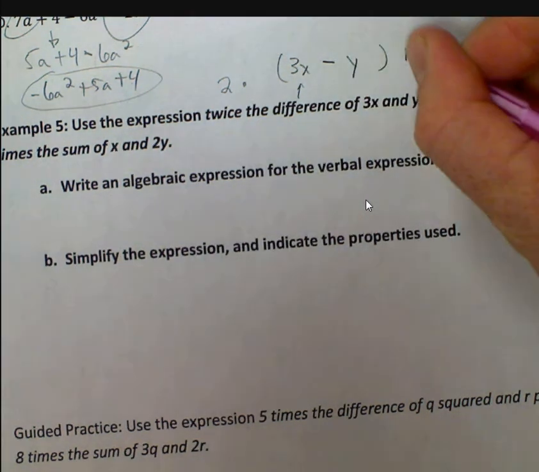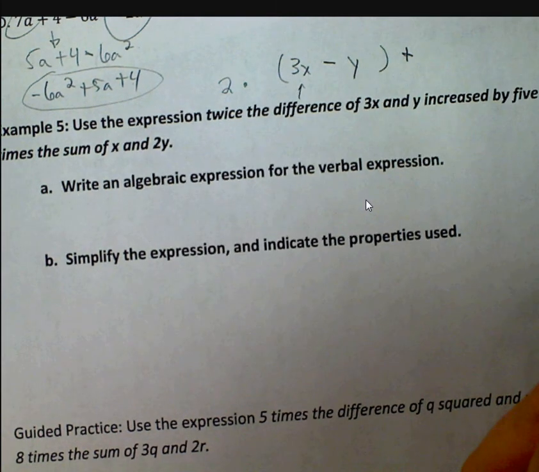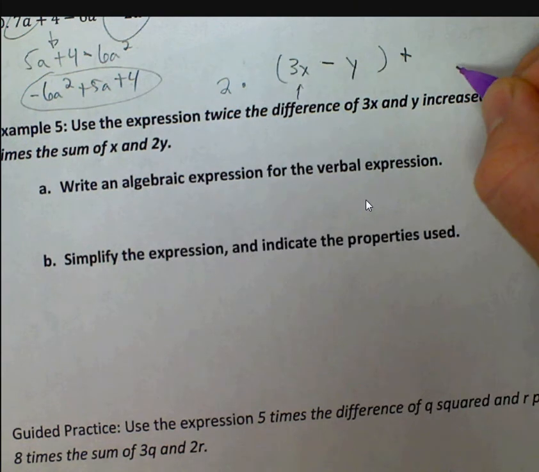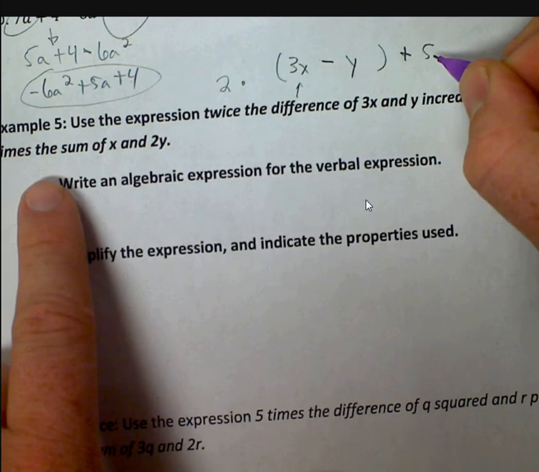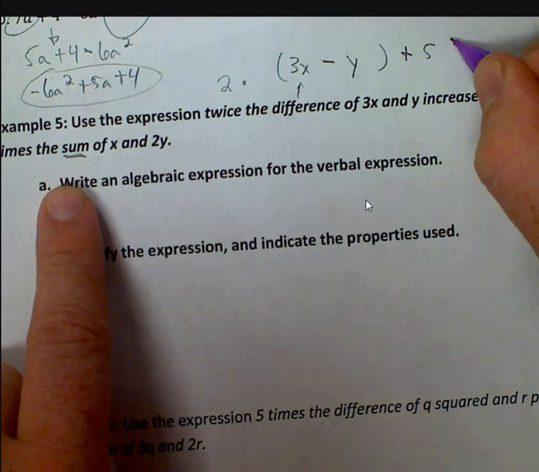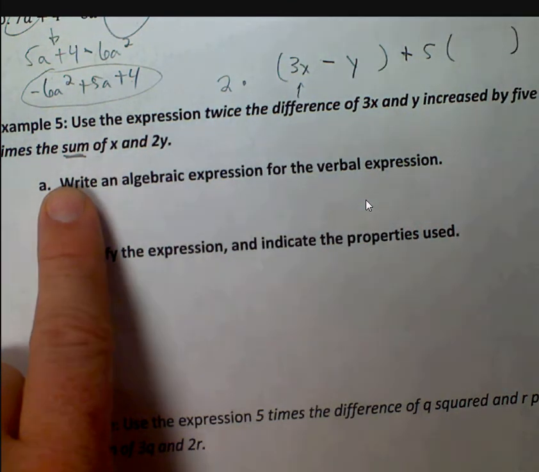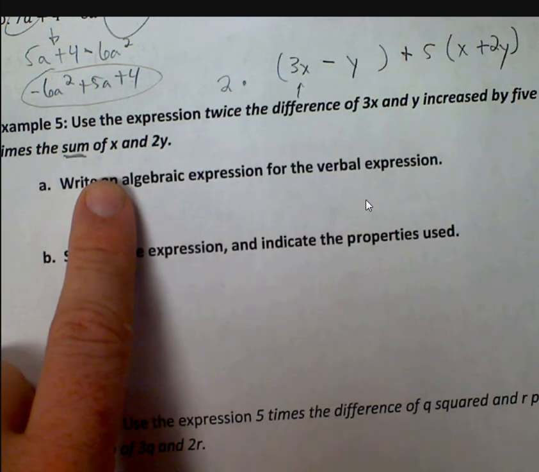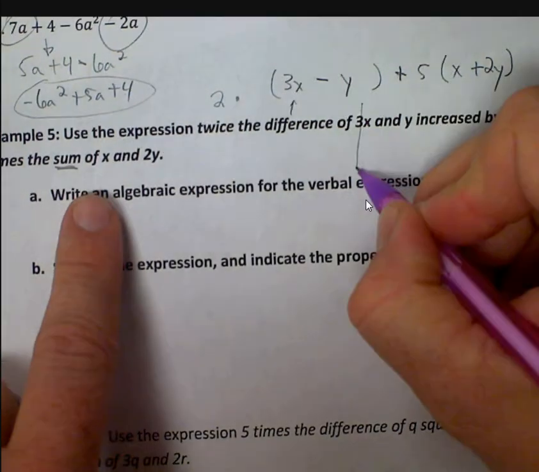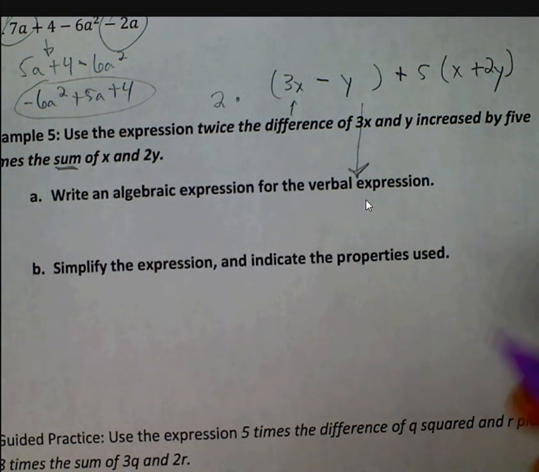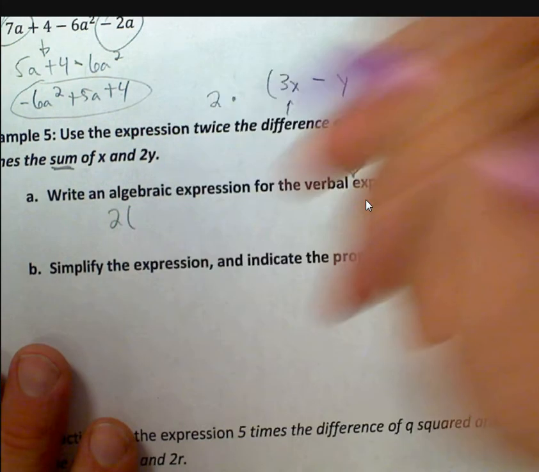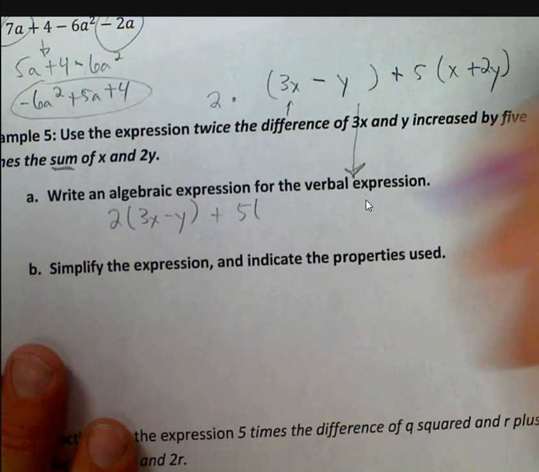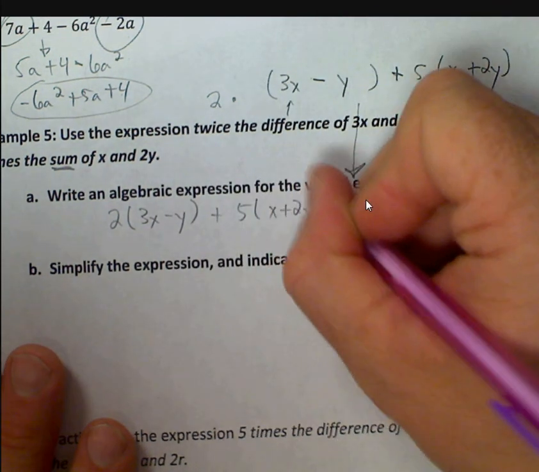And then this is increased by 5 times the sum. Sum means to add, but put in parentheses, of x and 2y. This is my algebraic expression. 2 times 3x minus y plus 5 times x plus 2y.